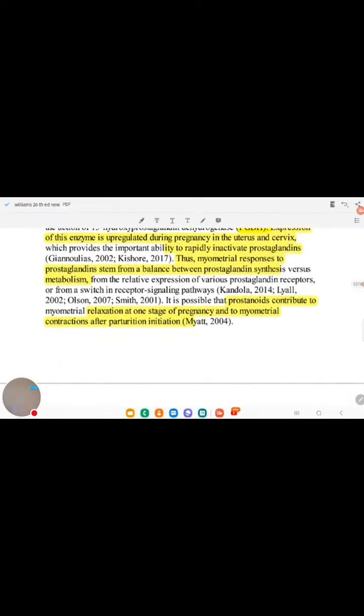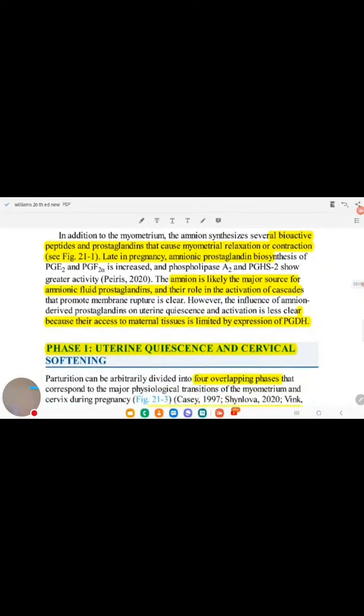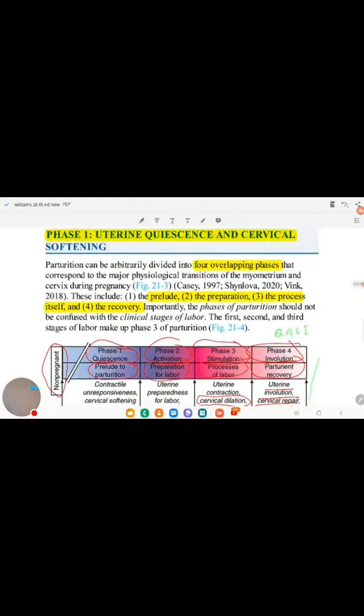Progesterone contributes to the relaxation stage of pregnancy, myometrial control after pregnancy. In addition to myometrium, the amnion synthesizes several biopeptides that cause myometrial relaxation and contraction. The amnion is the likely major source of amniotic fluid, questioning its role in the activation cascade. Phase 1: there is uterine quiescence and cervical softening.